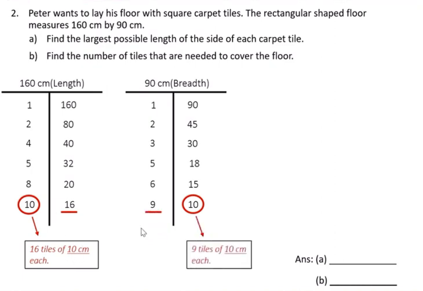So the length and the breadth, the side of the square tile, must be equal. So that's why the 10 is the measurement. The question is asking for the largest possible length. Definitely just 10 cm. Understand, children?